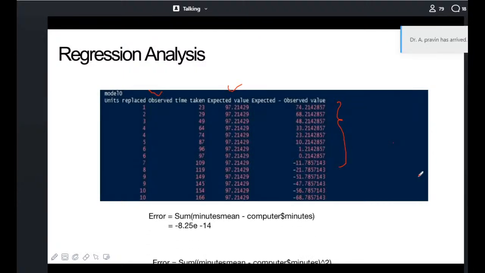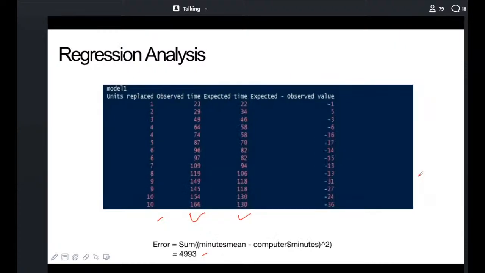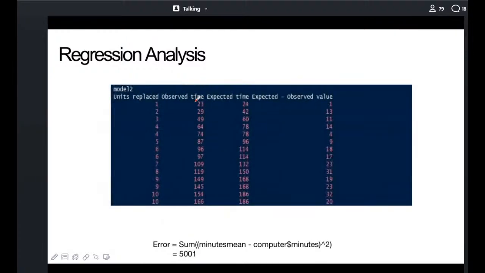We got the result, which came around 27,000. Then we used the line, which came around 5,000. That means individually I put 10 plus 12 into 1, 10 plus 12 into 2, and so on, for the units which are being replaced, and we got all those values over here. Then we got the error, that is 4993. Same way for the other line we got 5,001.